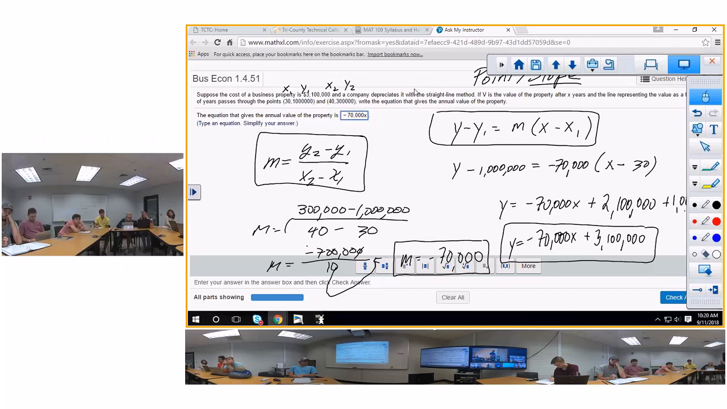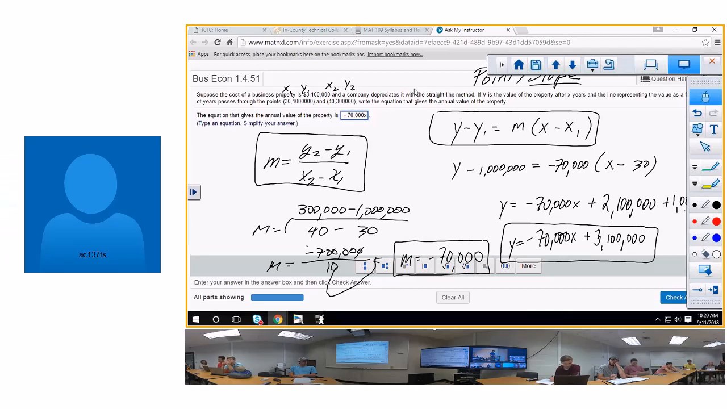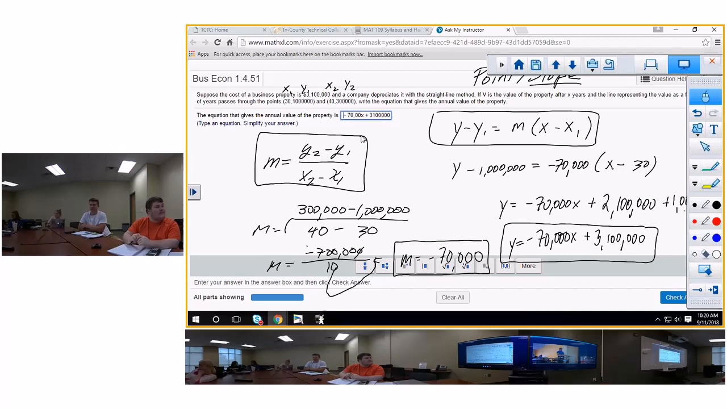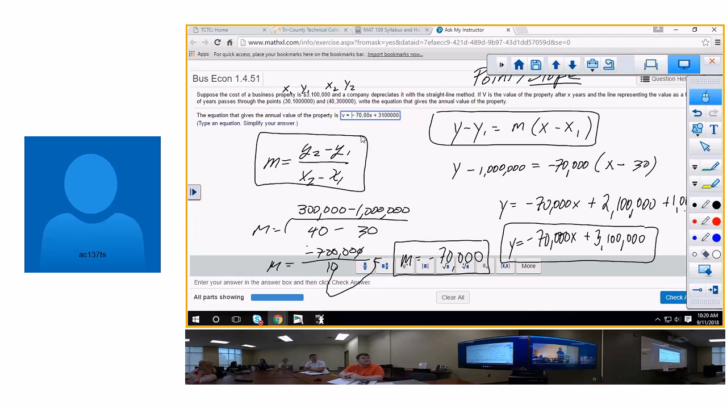You've got to put a V at the beginning. V equals. I did that like three times and it kept marking it wrong. I didn't know it was wrong. Okay, and it's supposed to be V and X.